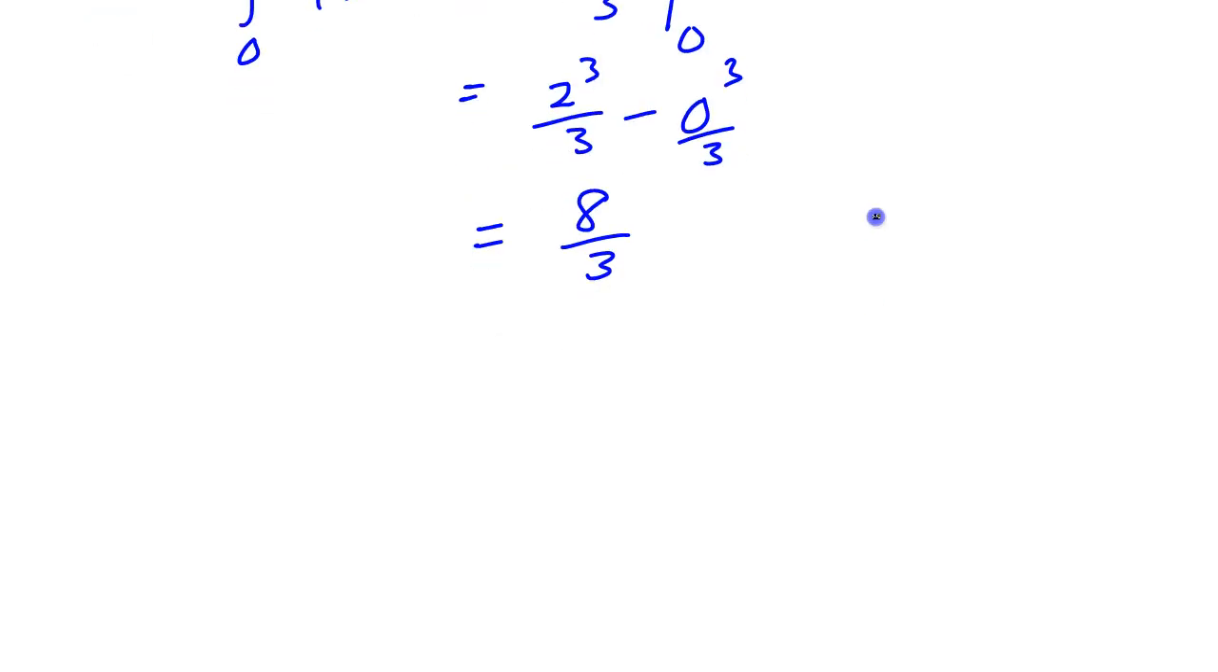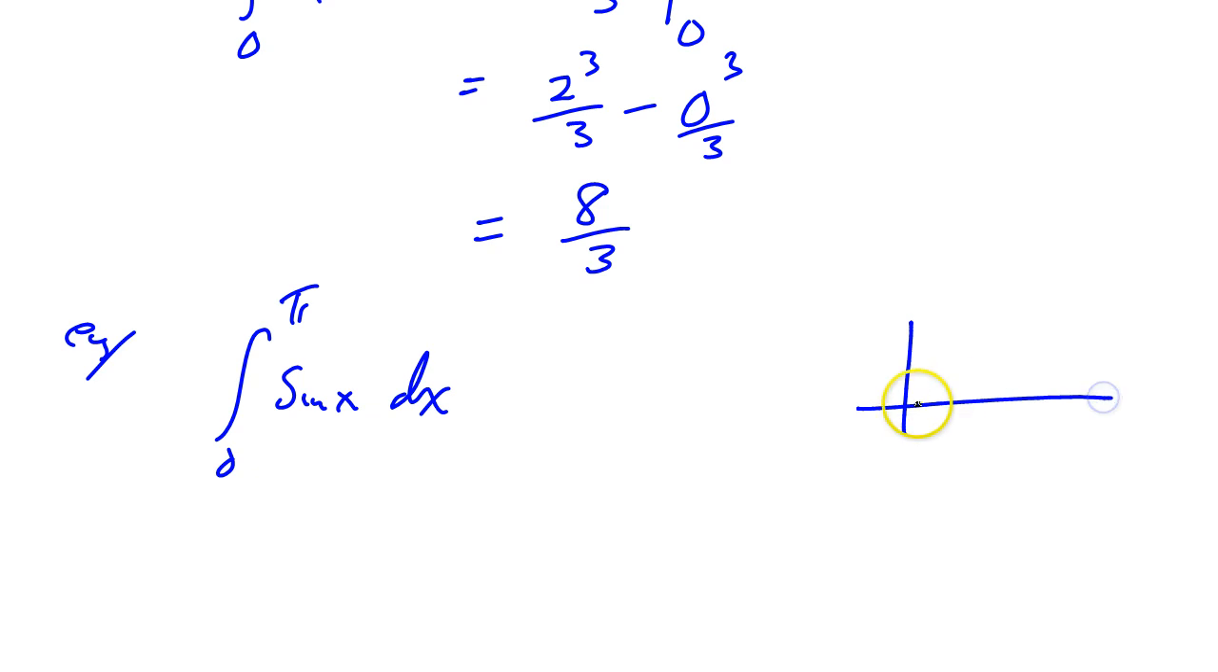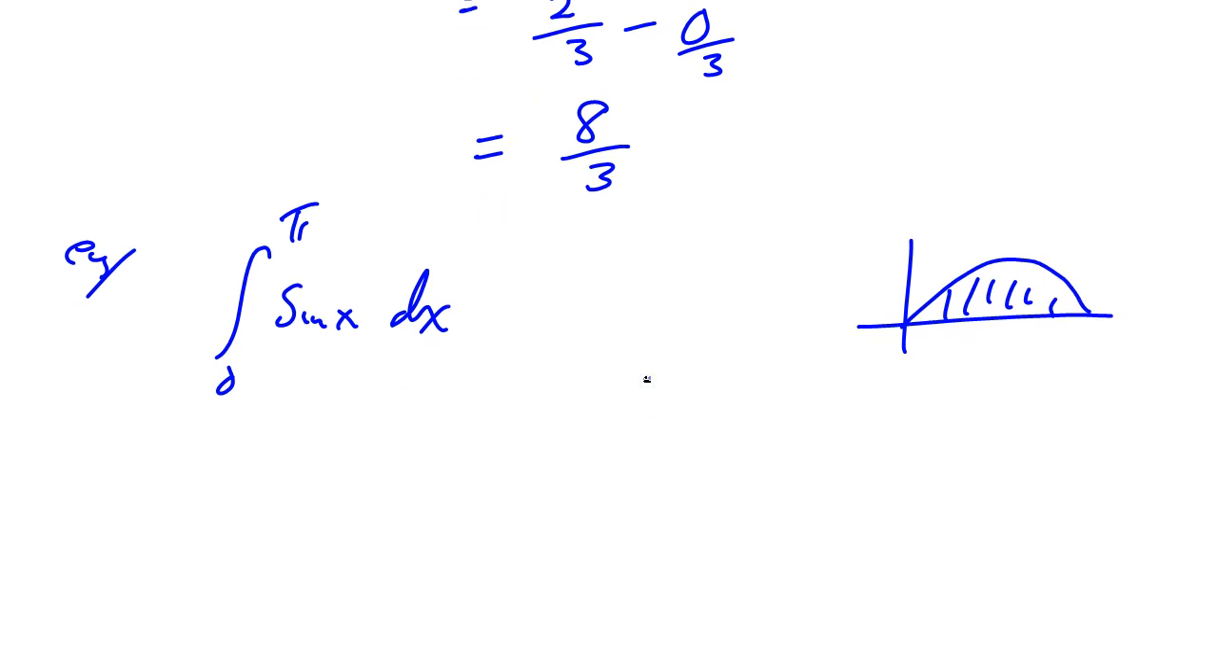Right? Another one that I think we looked at in class. How about the integral from 0 to pi of sine x dx? This is one bump of the sine curve, and the question is, what's the area under there? Well, find an antiderivative of the sine. The derivative of cosine x is minus sine x, so the antiderivative of sine x would be minus cosine x. Evaluate between 0 and pi.